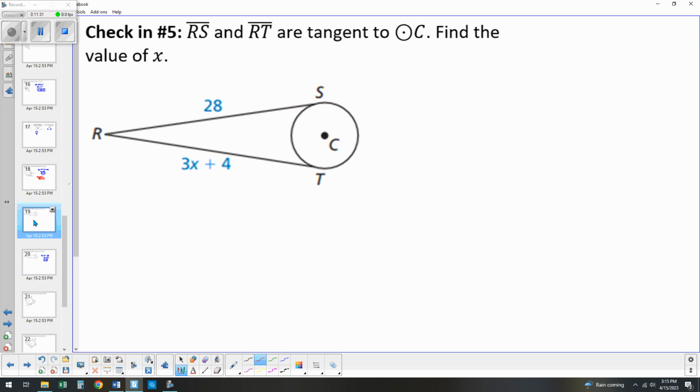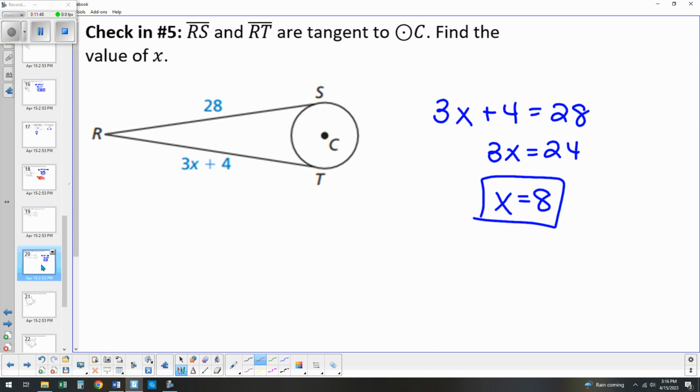So you're going to go ahead and try the next one. Pause. When you're ready to see the answer, hit play. All right, so we set our 3x plus 4 equal to 28, and we get x equals 8.